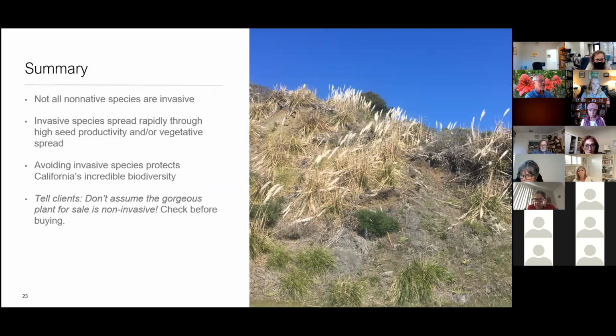Non-invasive introduced plants. So in summary, how am I doing on time? Okay, we'll have time for some questions, I think.